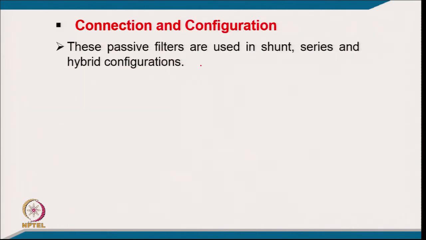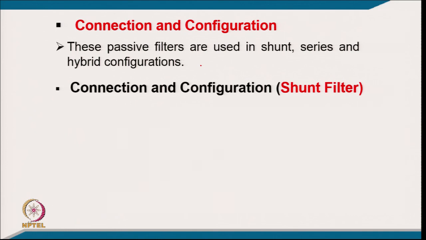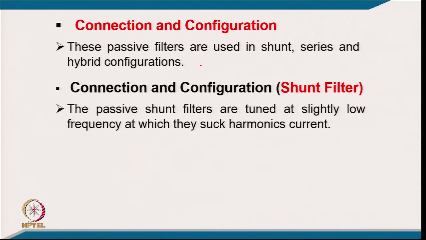And type of connection and configuration: these passive filters are used in shunt, series and hybrid configuration. Typically, as far as connection is concerned, they are connected as passive shunt filters, and the passive shunt filters are tuned at a slightly lower frequency than the one at which they suck the harmonics. Like typically, a fifth harmonic filter is tuned at 4.7.